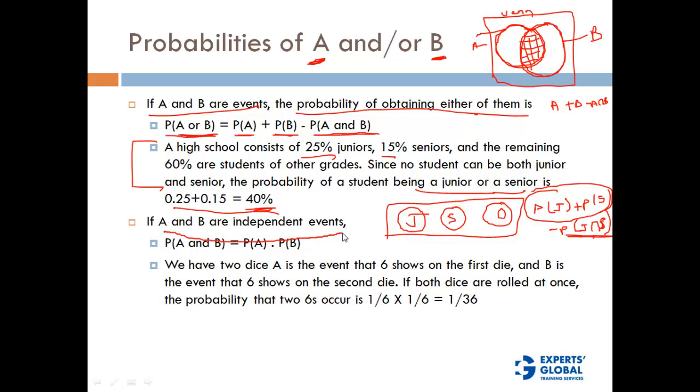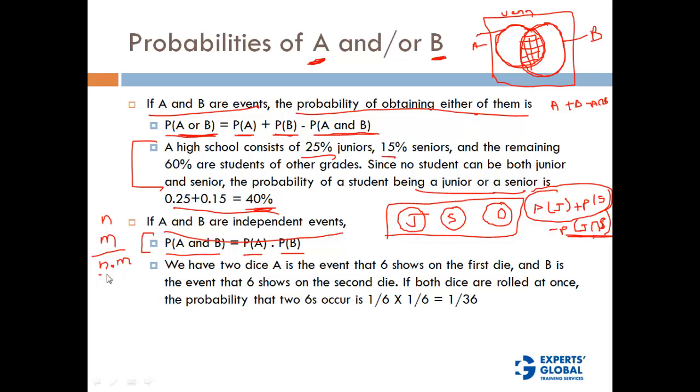When A and B are independent events, the probability of A and B is going to be equal to the probability of A times the probability of B. Now this is similar to what we have seen in the permutation and combination class: the fundamental counting principle. If there are n ways of doing something and m different ways of doing something else, the total number of ways we can do both things is n times m.